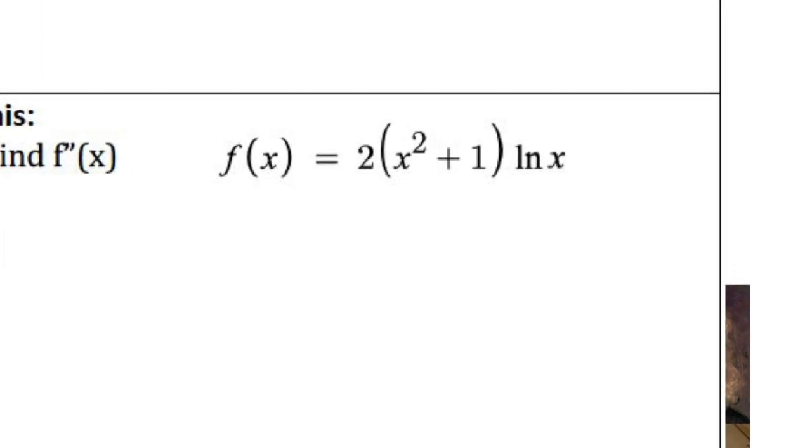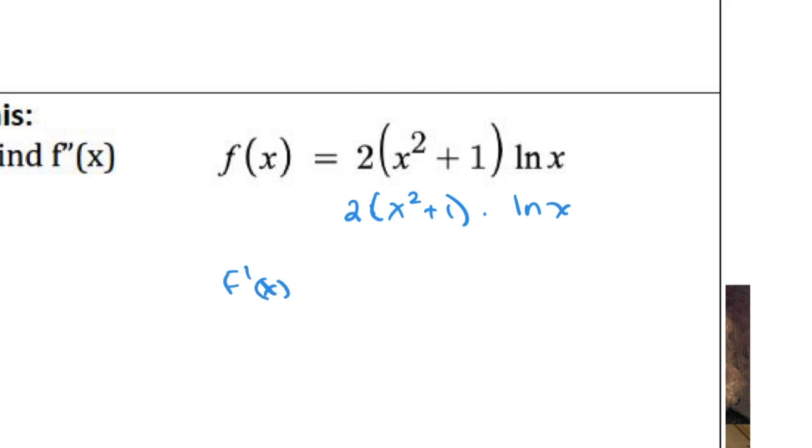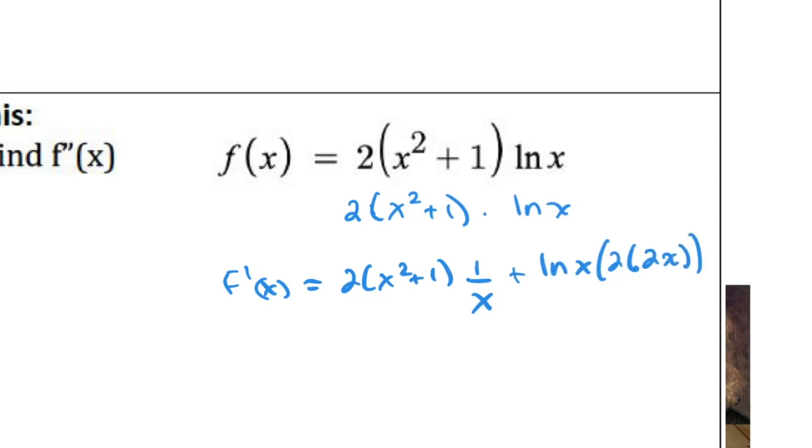What about this problem? So we have f of x equals 2 times the quantity x squared plus 1. It kind of looks like 3 factors, but the constant 2 is not going to affect the problem. So we will consider x squared plus 1 as the first and the natural log of x as the second. So f prime of x equals first times the derivative of the second, well, there's your 1 over x, plus the second times the derivative of the first. The 2 stays in front, and multiplying by the derivative of x squared, which is 2x.